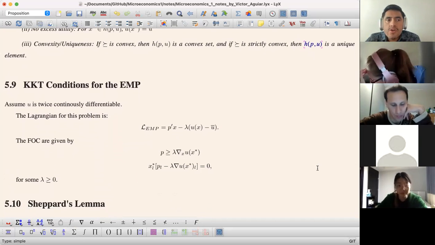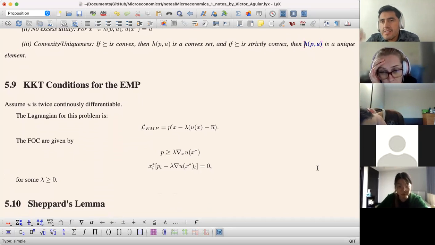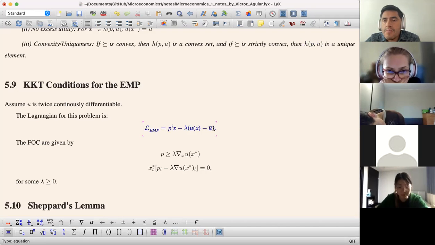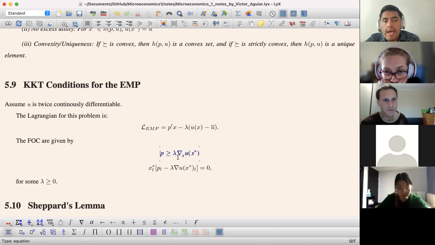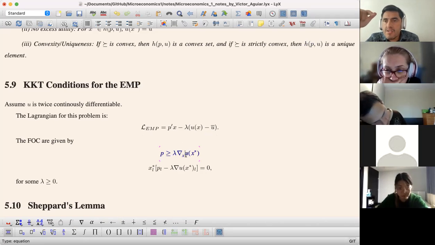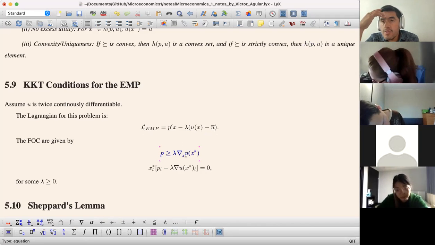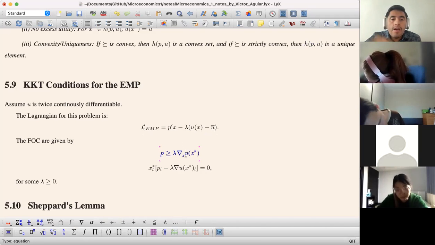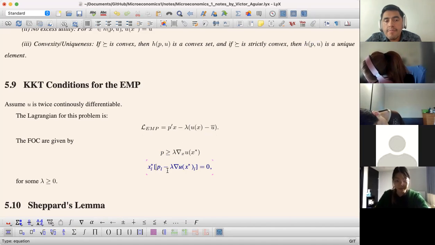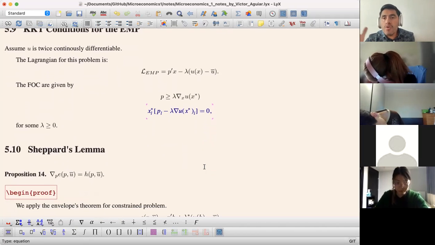In the last minutes, let's go through the Karush-Kuhn-Tucker conditions for the expenditure minimization. In this particular case, you will see that this is just another application of Karush-Kuhn-Tucker. So write down the Lagrangian: p times x minus lambda times the constraint. The constraint is u(x) minus u bar. First order conditions are p greater than or equal to lambda multiplied by the partial derivatives of the direct utility. And then you have the complementary slackness conditions, right? So x times the first order conditions, okay? And so that's it. Nothing new here.